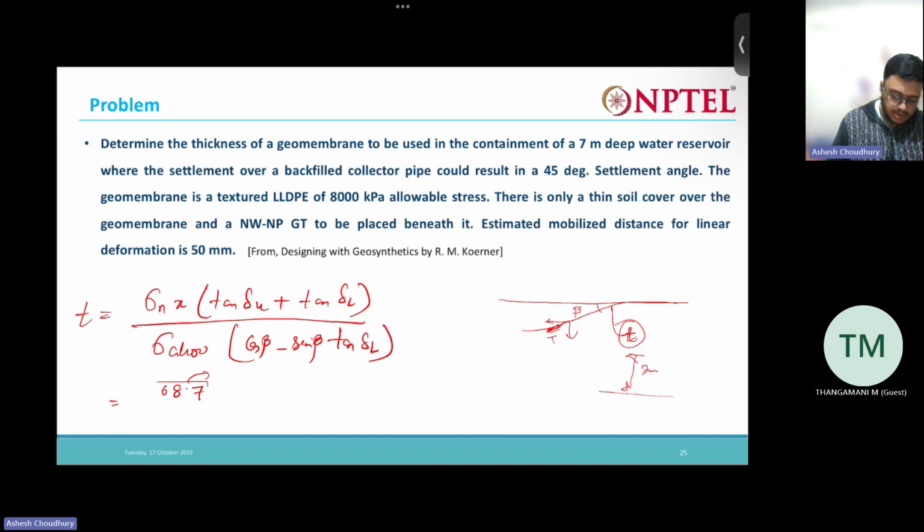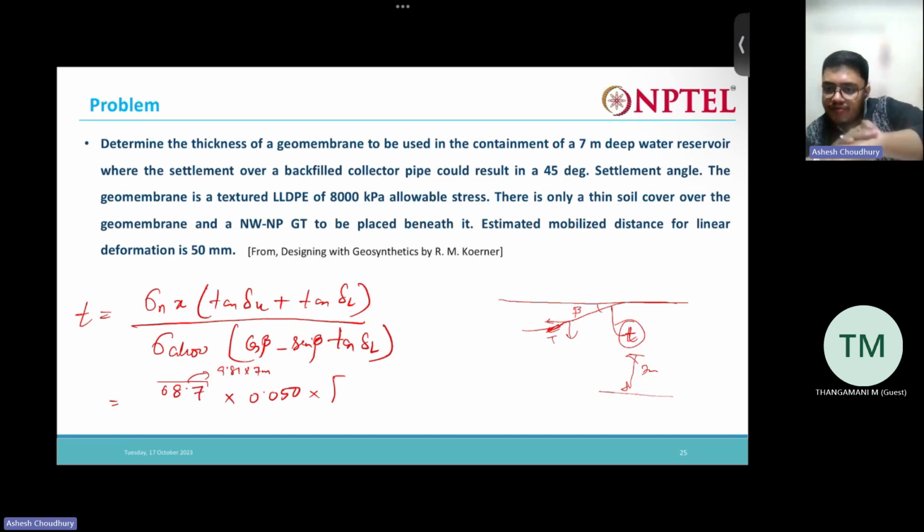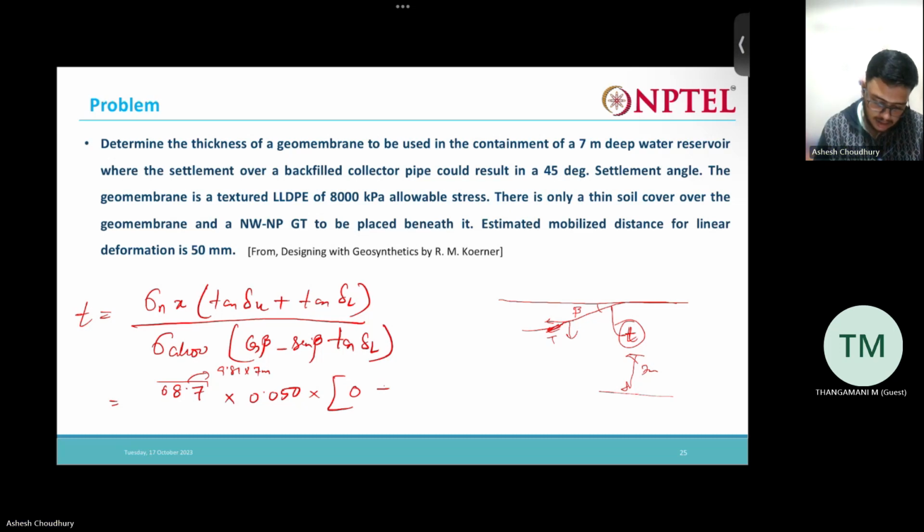How did we come to this? What is the mobilization distance? 50 mm. What will be tan delta upper? This is for liquid containment, right? So on the upper phase of the geomembrane, there is liquid. So delta is 0. Frictionless, no friction between liquid and geomembrane. So 0. Delta lower.